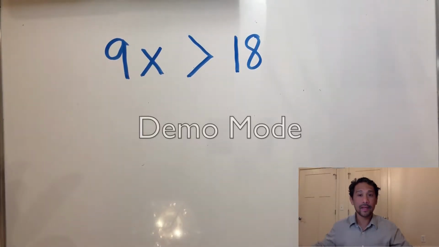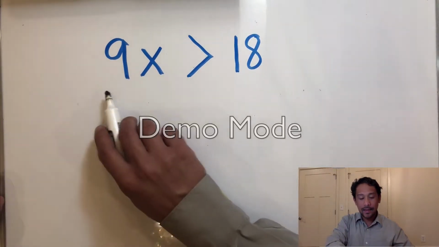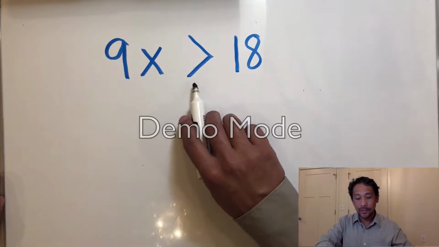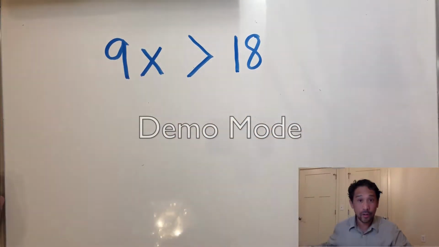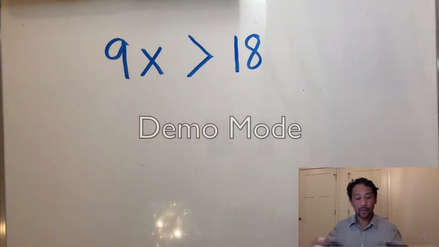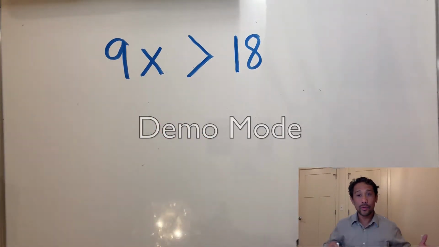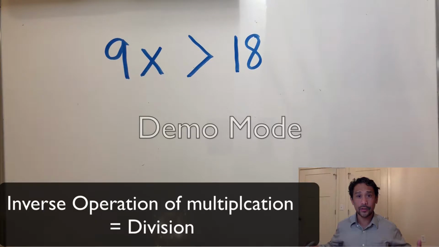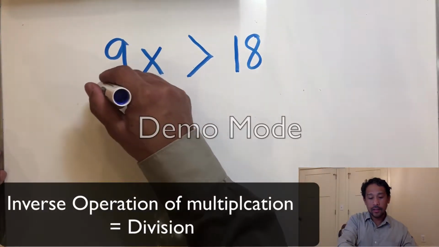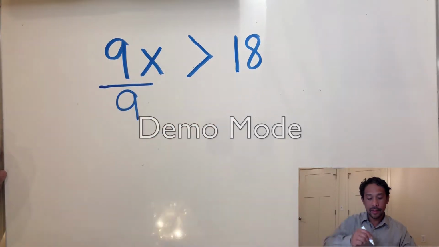Over here, I have an inequality that is being multiplied. I have 9 multiplying x, which is greater than 18. Our goal does not change. We have to isolate the x, or make x all by itself. So we will do this by the inverse operation of multiplication, which is division. So I'll go ahead and divide by 9 over here.